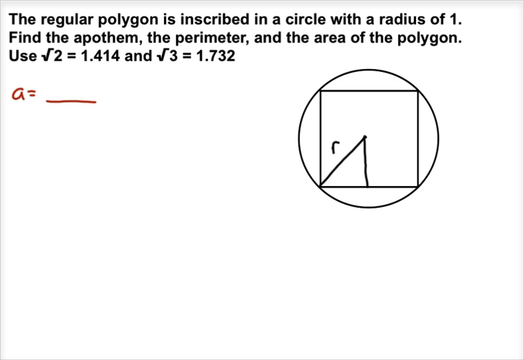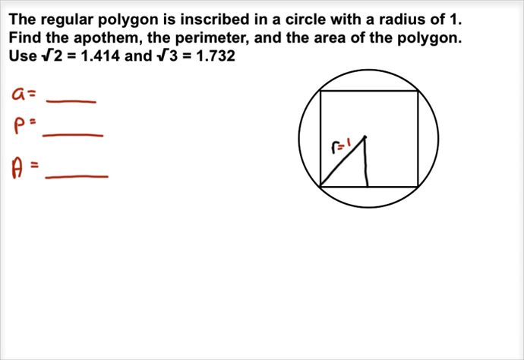They want me to find the perimeter. And they want me to find the area. And I know that to find the area, I really need the apothem and the perimeter anyways. So let's start to fill in. They give me that this radius is 1.